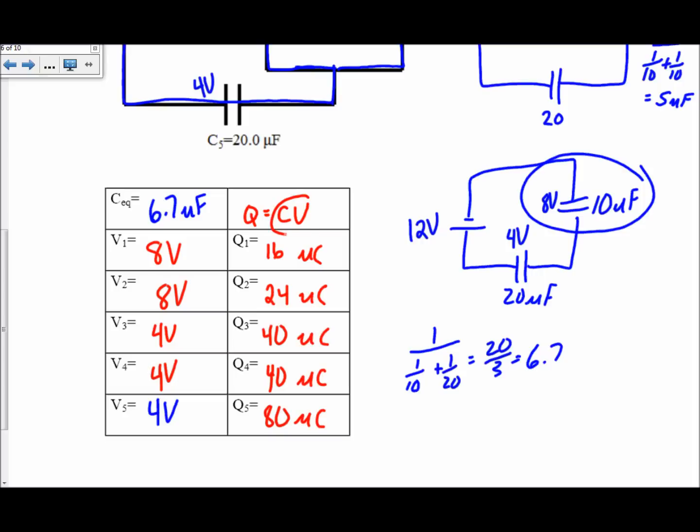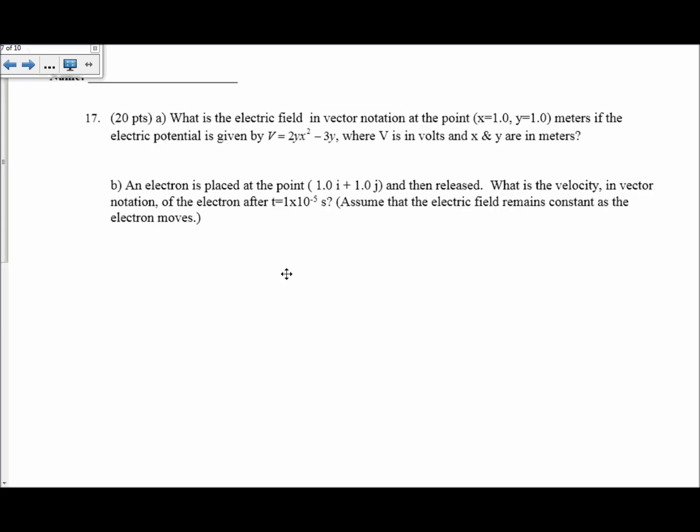And that's just taking the capacitance of each capacitor times the voltage that we found. All right, what is the electric field in vector notation at point x equals 1, y equals 1? The electric potential is given by this function. So my electric field in the x direction is the negative partial derivative of V with respect to x. And so that's going to be the partial with respect to x of this function.